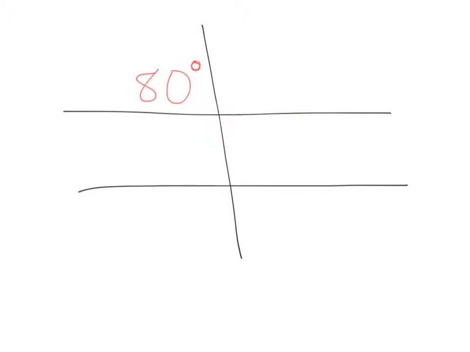Okay, team. Last practice example. So here we've got another parallel lines. One angle is given to you, 80 degrees. Can you work out the rest? Pause it, have a go, then come back. Good luck. Okay, team, how did we get on?